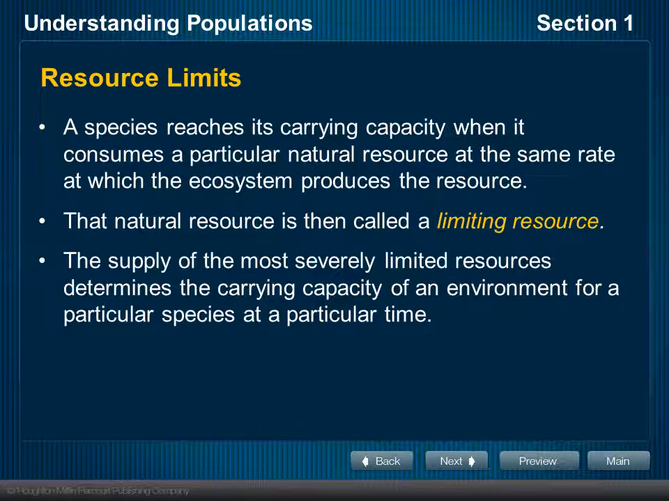And the supply of the most severely limited resources determines the carrying capacity of an environment for a particular species. So that is what drives the carrying capacity, which is ultimately then, guys, going to be driving what the population is of that species in that place at any given time.